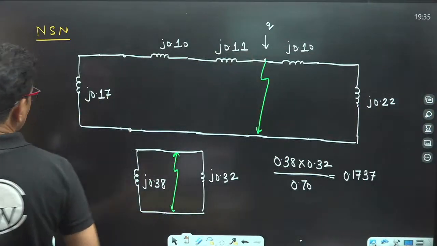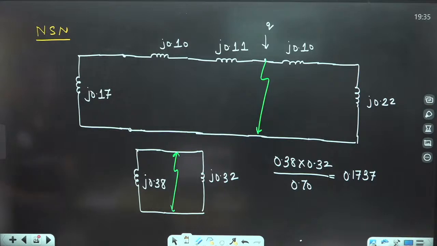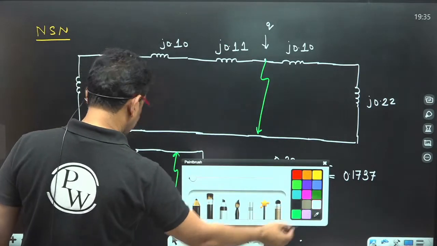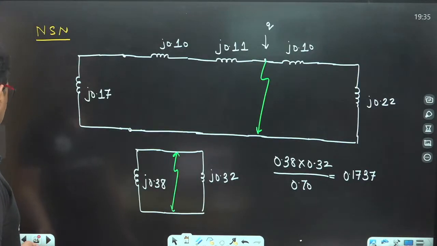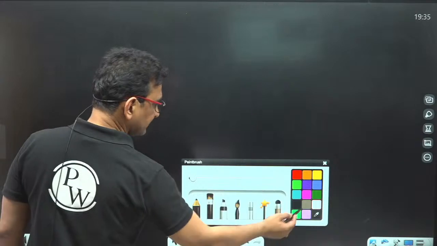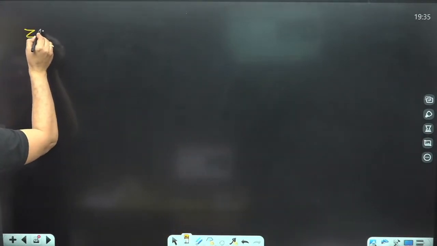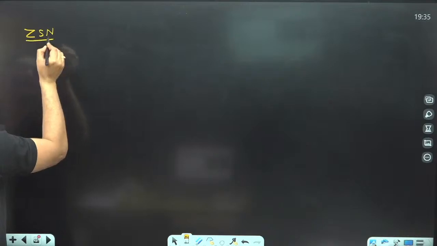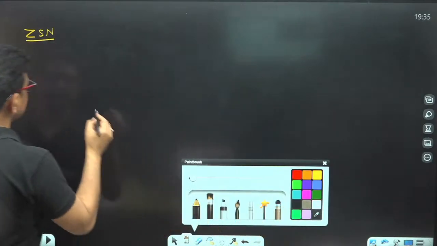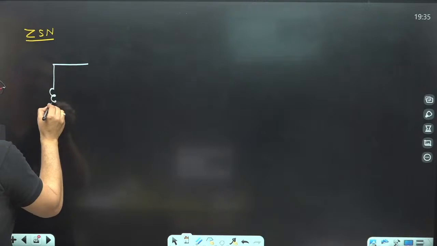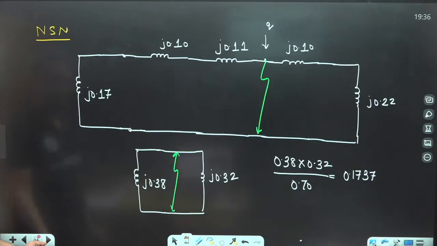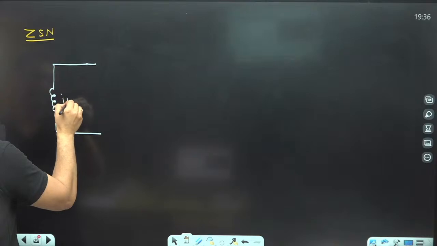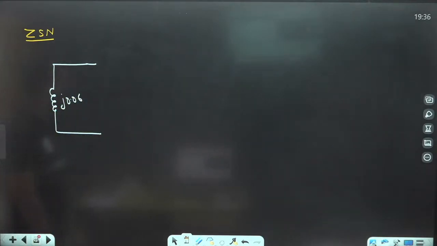Clear? Now draw the zero sequence network. Especially take care while drawing the zero sequence network for the transformer. Okay, now I am going to draw the zero sequence network. How to draw the zero sequence network? Again, I already told you, the zero sequence network of the alternator does not have any source. It has only a reactance, whose value is the zero sequence reactance value, J 0.06.